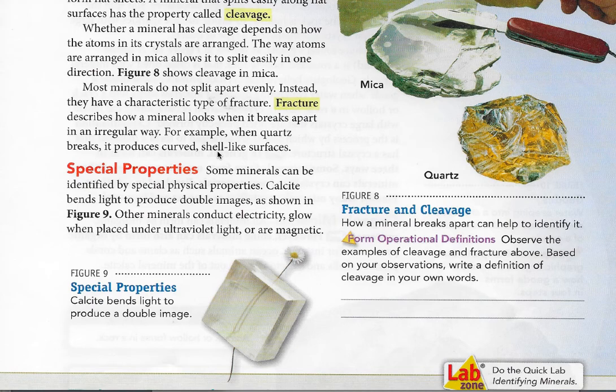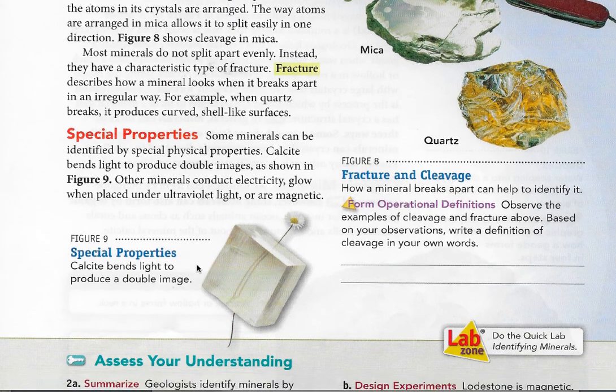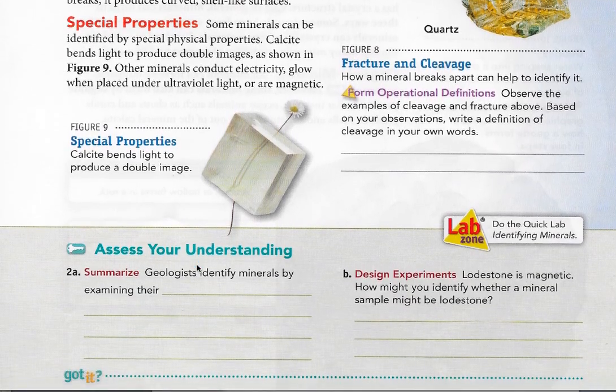Special properties. Some minerals can be identified by special properties. Calcite bends light to produce double images, as shown in Figure 9. Other minerals conduct electricity, glow when placed under ultraviolet light, or are magnetic.